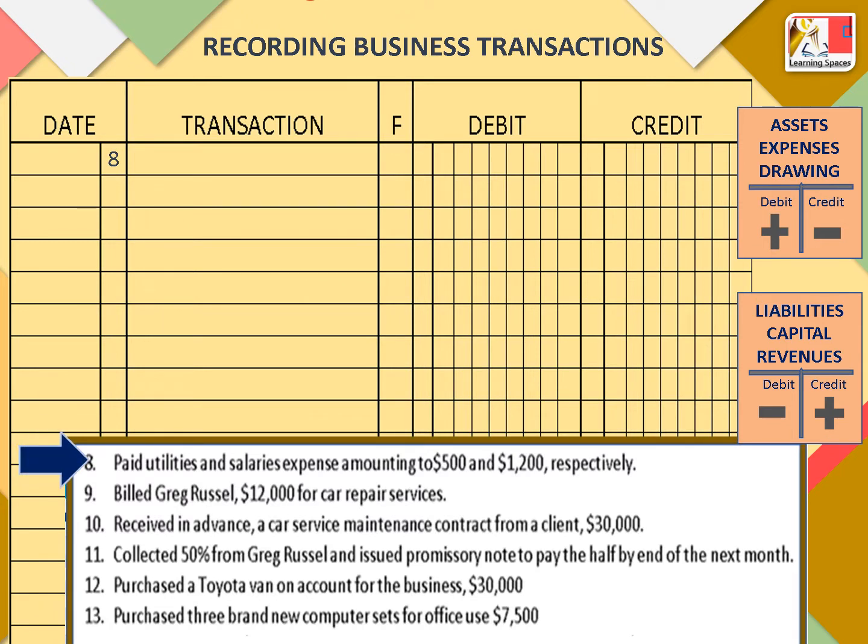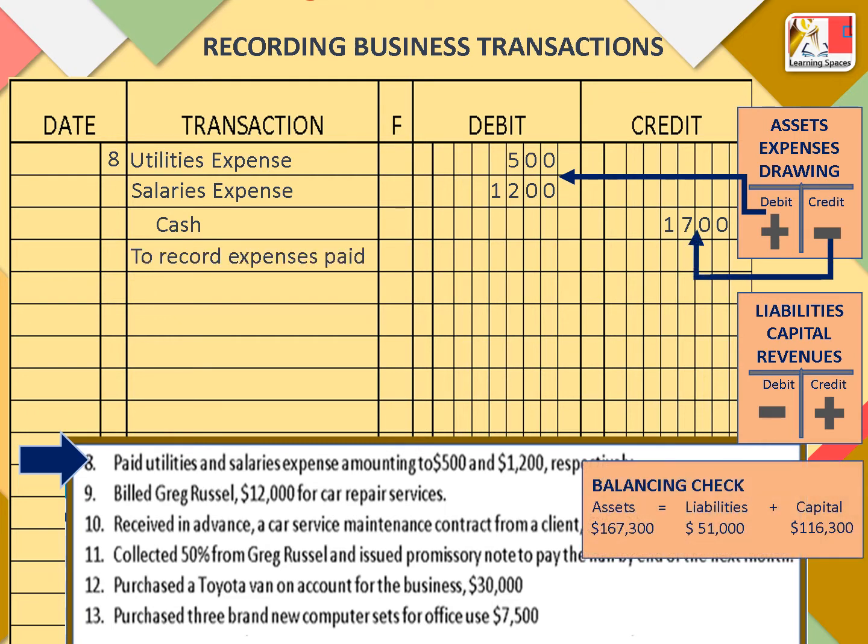Crossing down to the transaction on March 8, two kinds of expenses were paid on this date, namely, utilities expense and salaries expense. Expenses have a normal side of debit or left side. Therefore, let us plot the increase in both expenses, amounting to $500 and $1,200, respectively. Both expenses were paid in cash, and to decrease that asset account, we plot the amount of decrease on the credit side to affect the decrease on the cash account by the total of the two expenses, amounting to $1,700.